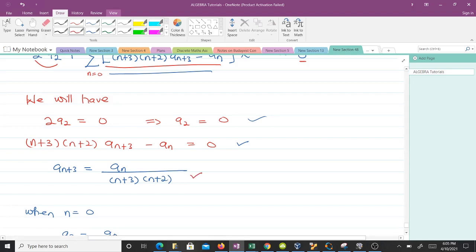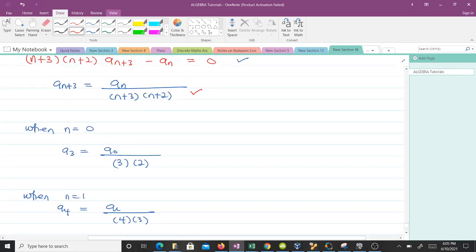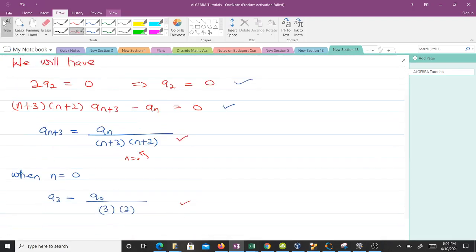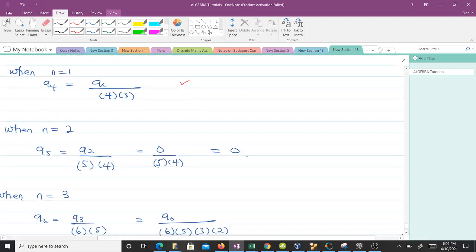Then we start when n is 0, when n is this, when n is that, because n starts from 0. So when n is 0, when you put it in here, we get a3 will be equal to a0 over 3 times 2. When n is equal to 1, we get a4 will be equal to a1 over 4 times 3. When n is equal to 2, you get a5 will be equal to a2 over 5 times 4. But you see, we had a2 to be 0 here. You remember? So that means we get 0 over 5 times 4, which is 0.